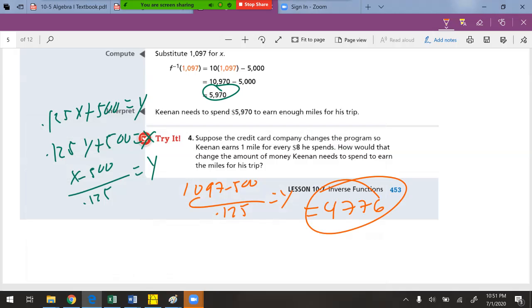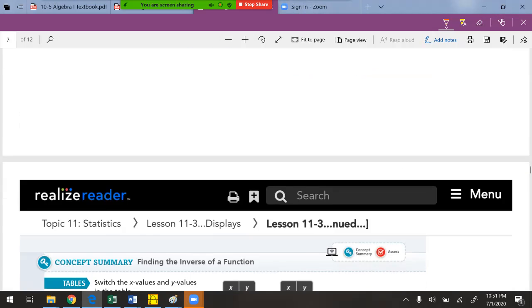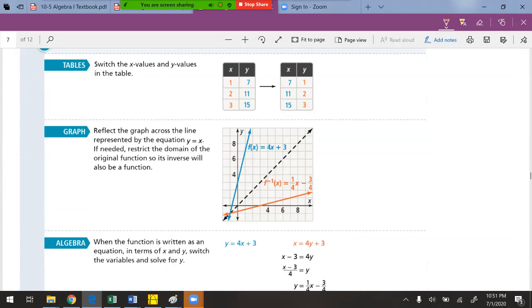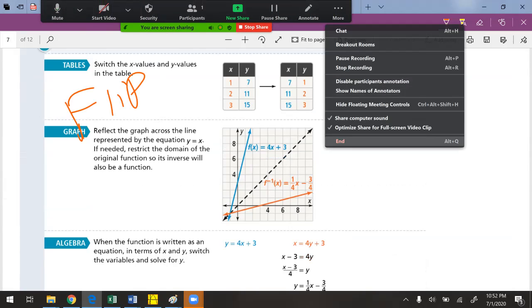It's a very easy lesson. I can't stress this enough. Just look at the textbook, do the work. Remember, inverse means flip. Okay, get to it, enjoy, have fun.